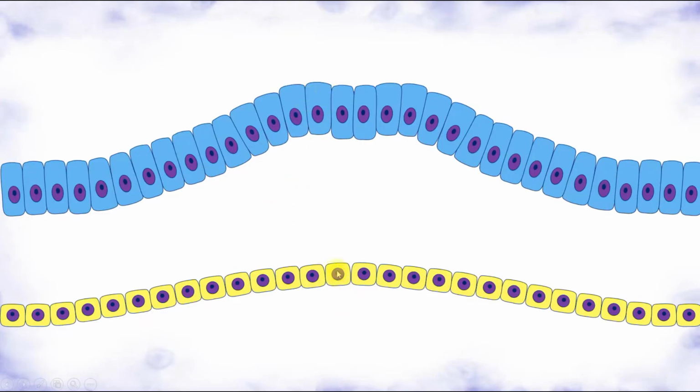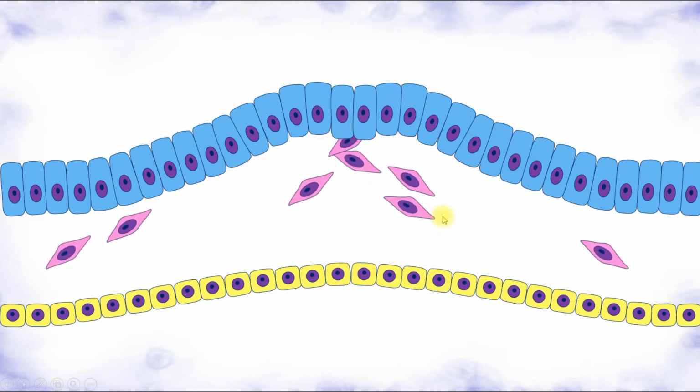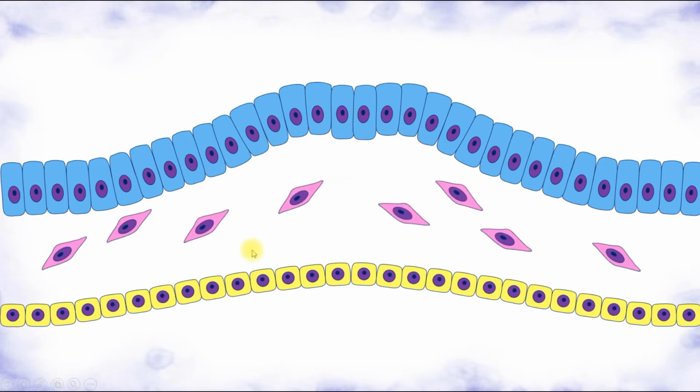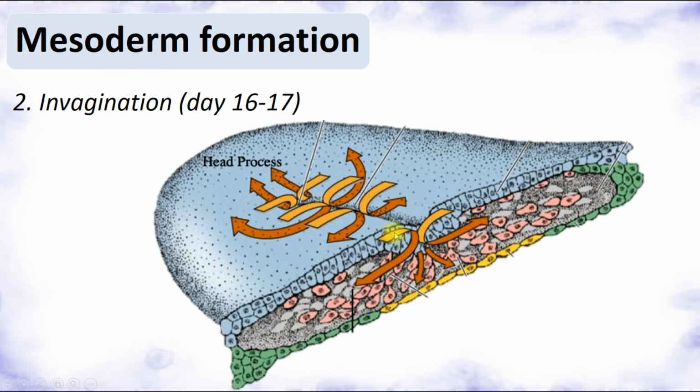So ectoderm, endoderm, and cells fall between, and the ectodermal cells form mesoderm, and mesodermal cells will produce intercellular matrix and it will form the mesodermal layer, the third embryonic layer. And here we can see ectodermal cells.